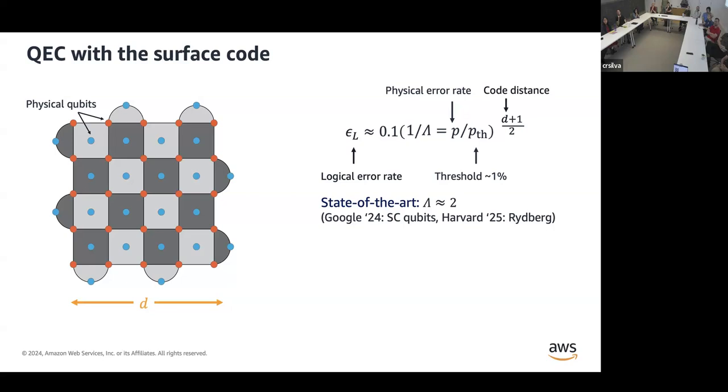And once you scale, you see this kind of exponential improvement. What is the state of the art? It is to have lambda equals 2. This was done by Google in 2024. They ran exactly the surface code with distance d equals 3, d equals 5, d equals 7. And they saw when it goes from 3 to 5, the logical error rate dropped by a factor of 2. When they went from 5 to 7, it dropped again by a factor of 2, right? Which means this lambda parameter equals 2.